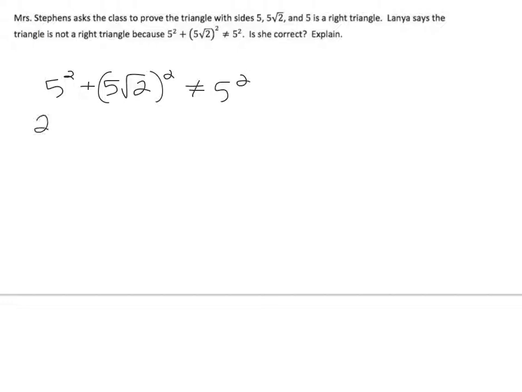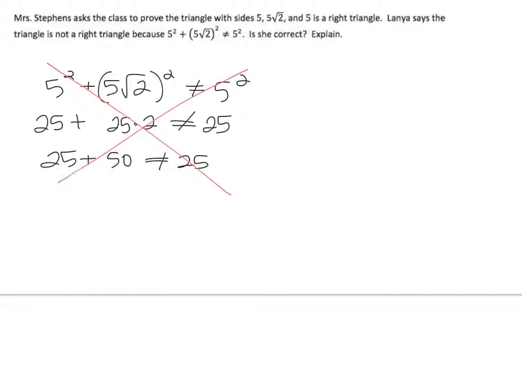Let's do some math. I've got 25 plus, this is going to be 25 times 2. And it's true, these are not equal. So 25 plus 50 is not equal to 25. Is she correct? What do you guys think? Well, Lena is actually not correct because her math is wrong.